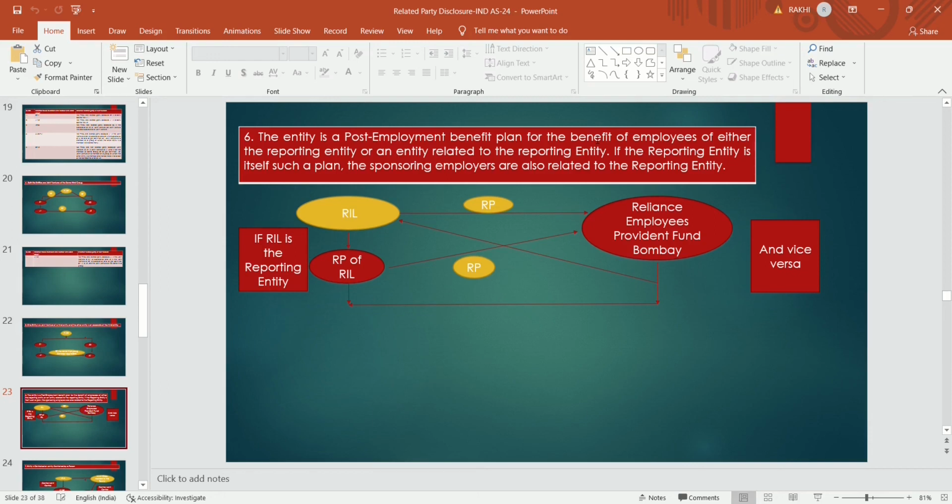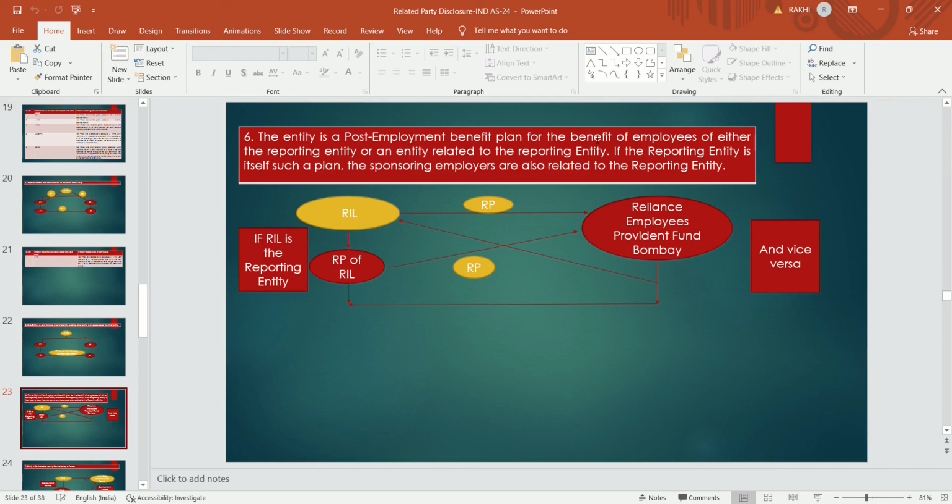In this entity, all the employees' benefits, like their gratuities, are decided by the Reliance Employees Provident Fund. Means all the employees' provident fund is to be calculated here. They are maintaining the employee data, details, and all the financials of employees. Whether Reliance Industries and Reliance Employee Provident Fund are related parties?